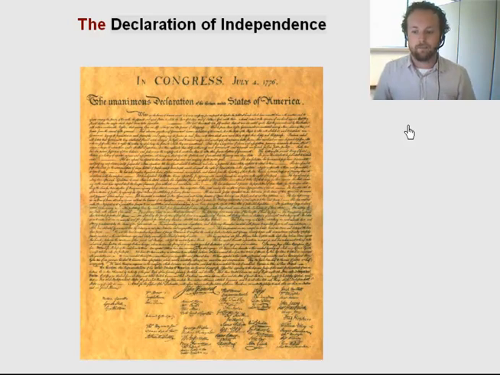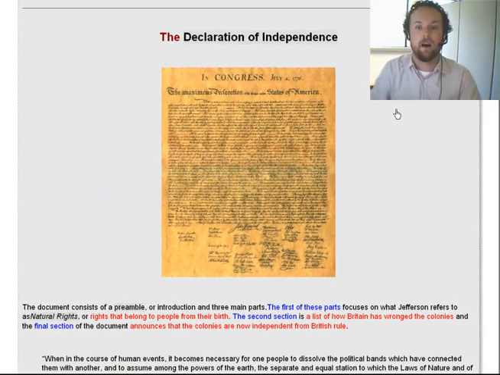The first part focuses on what Jefferson refers to as natural rights, or rights that belong to a person from birth. So these are things like life, liberty, and in some translations, property, or the pursuit of happiness. Just as a human being, you're entitled to these rights. You're entitled to life. You're entitled to liberty. And the second section was a list of how Britain had wronged the colony. So it was basically a list of grievances, like, you've done this, this, this, this. And the final section of the document takes all of that and says, because of this list, we are announcing that we are now free and independent, independent of British rule.